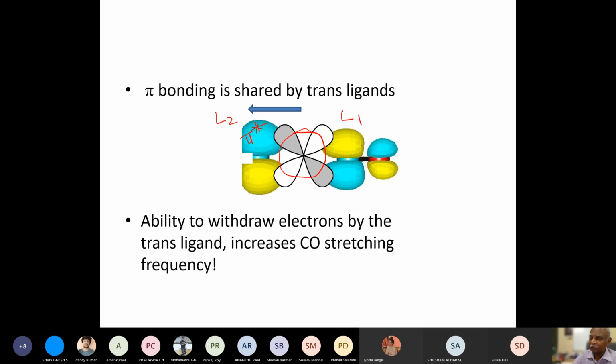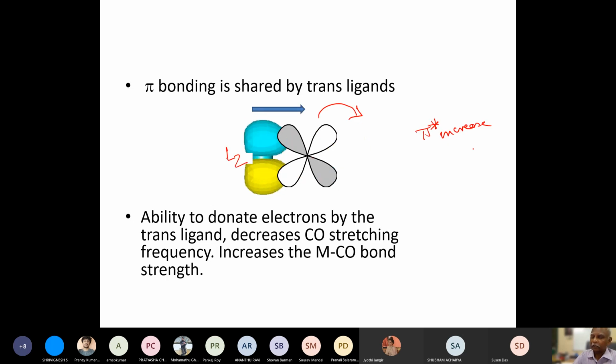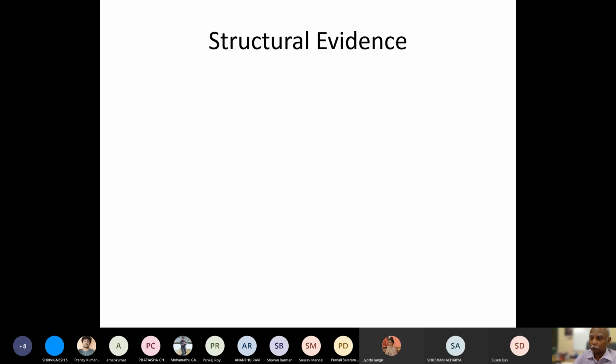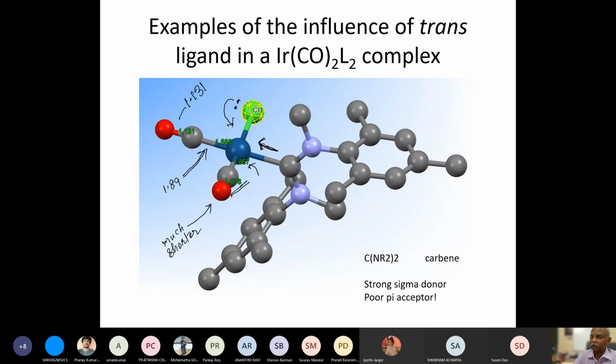I said that it will decrease: the metal to ligand pi star pumping in of electron density is going to decrease. So this is going to be less. In this case, it is going to increase. So you will observe a change in the stretching frequency, and you will also observe a change in the bond distances. So the best thing is to look at some structural evidence.